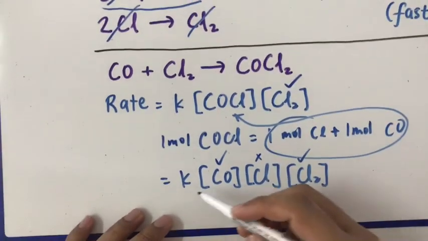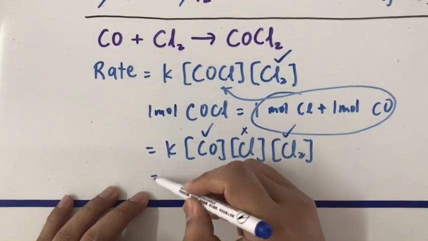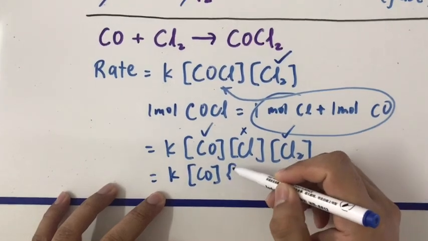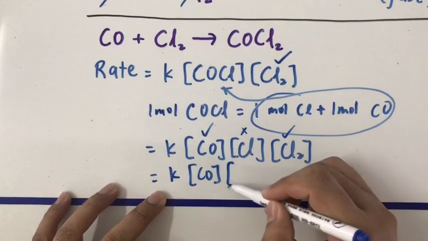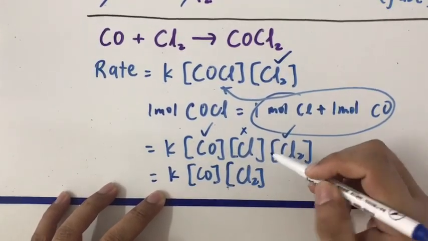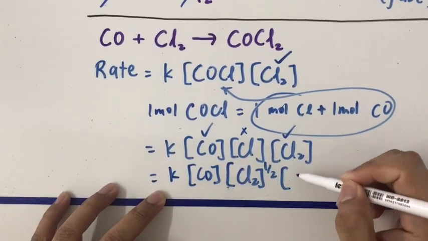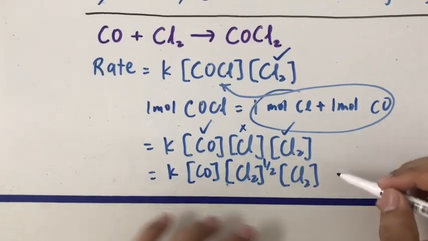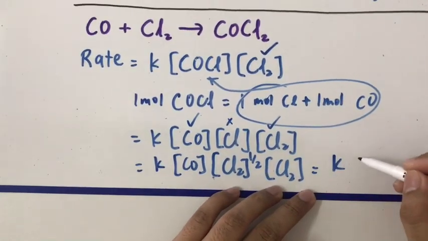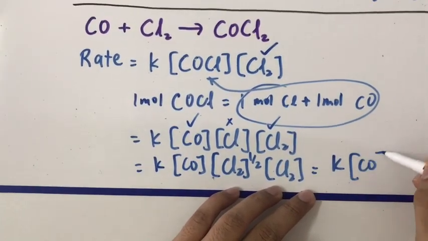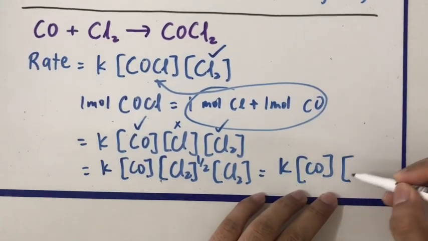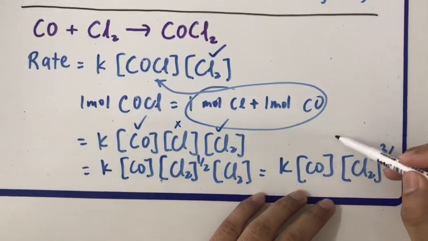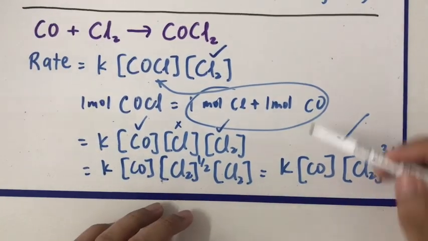So we put here k CO Cl2 to the power of 1/2 and then Cl2. This one you can add together, so we can get here k CO Cl2 to the power of 3/2. So this is the overall rate for this reaction.